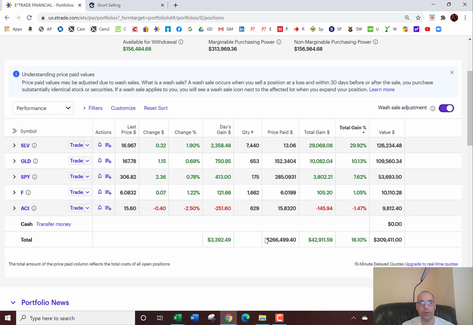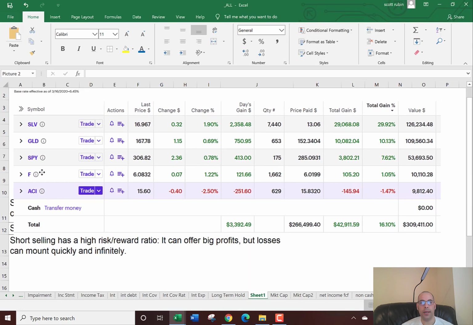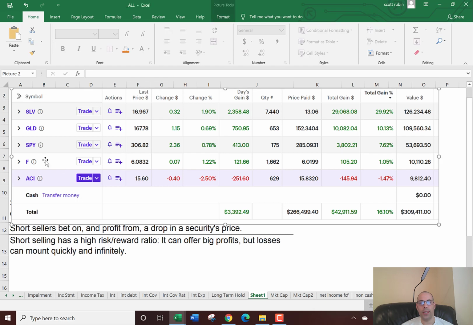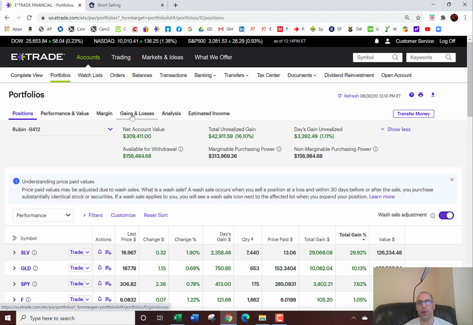This is my current portfolio in E-Trade, and I took all the cash out and put it into another account so I can convey the message on this video. There's no cash, and I took a screenshot of this and put it into my Excel file so I could show you what my account looks like after I short a stock. I don't like shorting stock because I have to use margin, and when you use margin, you have to pay an interest rate on the money you borrow.